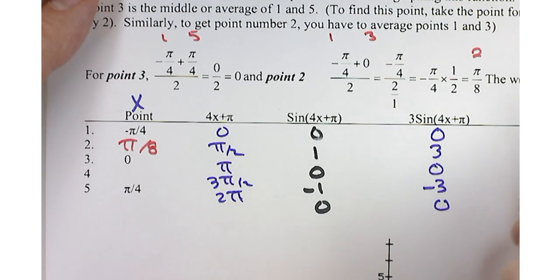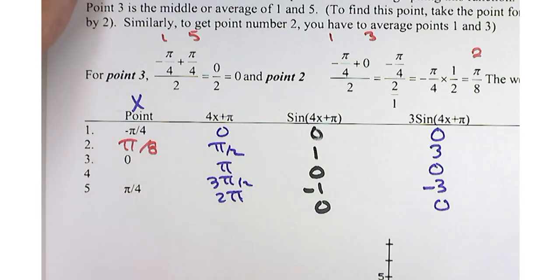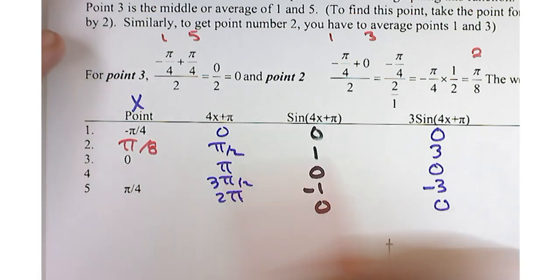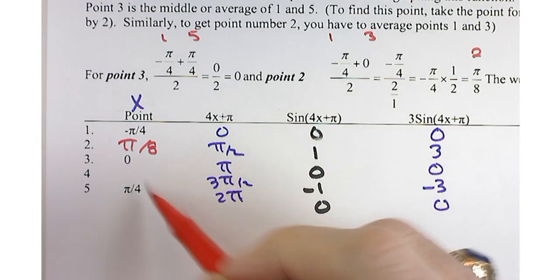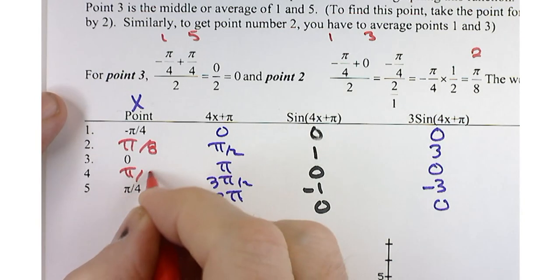And finally, what do you think we're going to have to do to get point 4? The average of 0 and pi over 4. Yeah. So we're going to average points 3 and 5 to get point 4. And except for the sign, that work's going to be exactly like point 2. So let me just squeeze in a pi over 8 here.